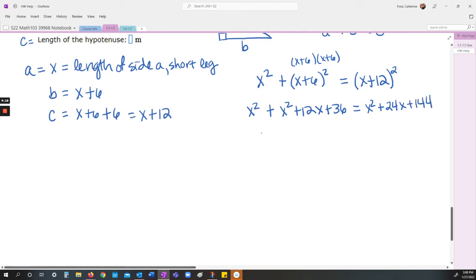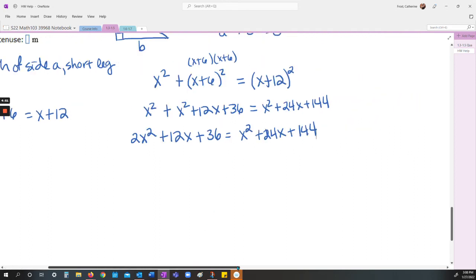All right. So we can combine the X squareds over here, so I'm going to go ahead and do that. And then plus 12X plus 36 equals X squared plus 24X plus 144. So this is a quadratic equation because we have these X squared terms. So let's get all our terms on one side. I think it's easier if the X squared term ends up being positive. So I'm going to move everything over to the left.